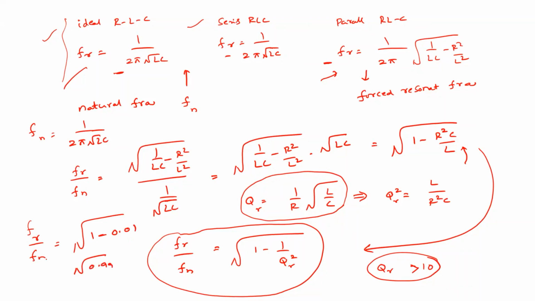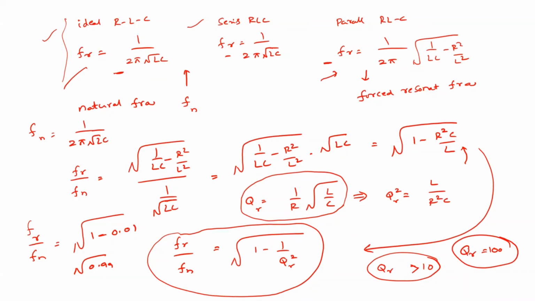So what is the difference between Fr and Fn? It is almost minute, right? Yes, sir. If, for example, you consider QR to be 100, then in this case there is not much difference, right? So there is not much difference.